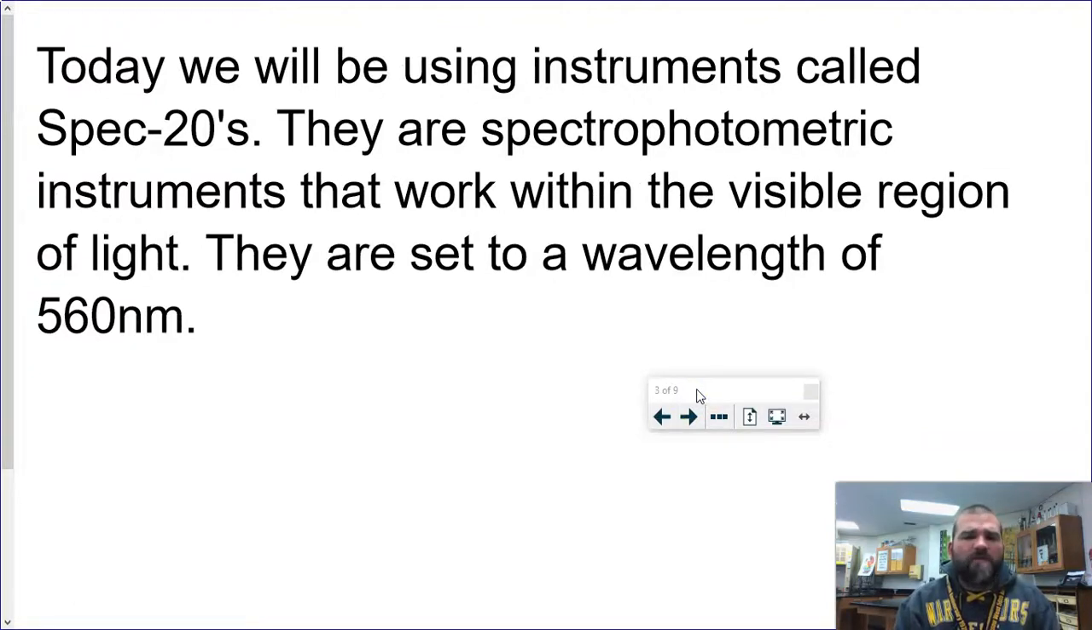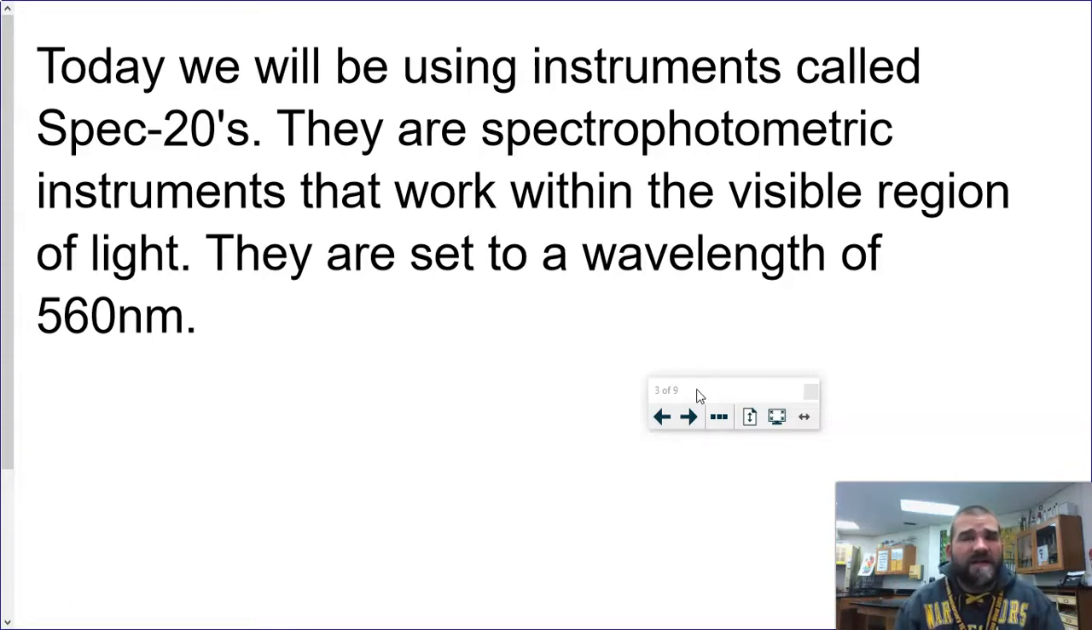It is a spectrophotometer, and essentially it's a visible type of spectrometry, I should say. The word photo implies visible light. We talked about the electromagnetic spectrum, and there are all different types of spectrometry that use different regions of the electromagnetic spectrum. This one uses visible light. Today we're going to set it at 560 nanometers.